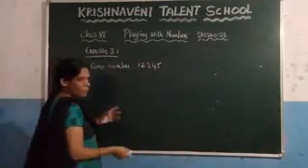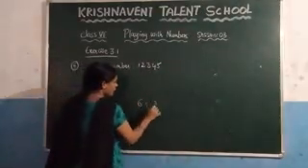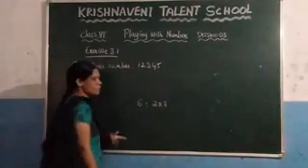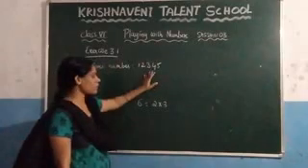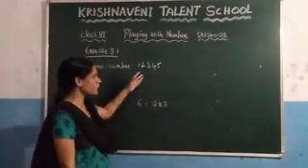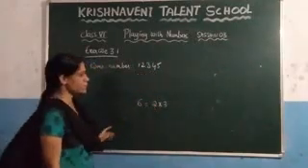What is the divisibility rule for 6? Here, this number should be divisible by both 2 and 3. But here you can observe that we already checked this number is not divisible by 2. So we can say that this number is not divisible by 6.